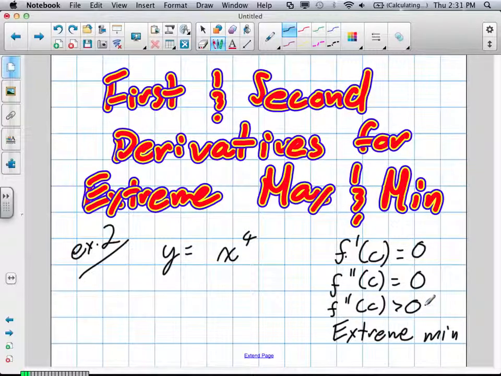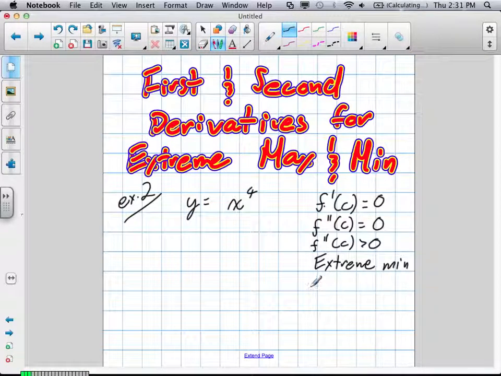Our point of inflection here, on both sides. So think of it like when it's less than 0. So when x is less than 0, f double prime c has to be greater than 0. And when x is greater than 0, f double prime c needs to be greater than 0. That's for an extreme minimum. And pretty much the opposite needs to be true for the extreme maximum.